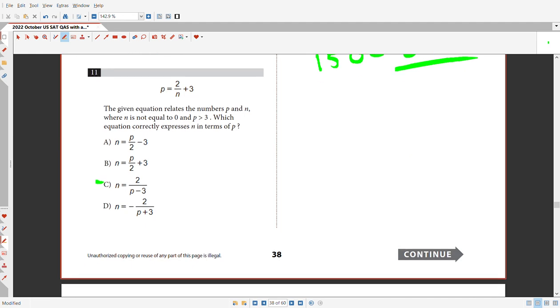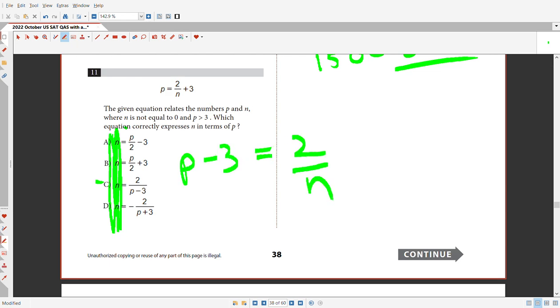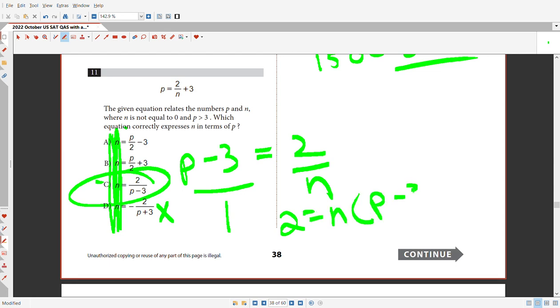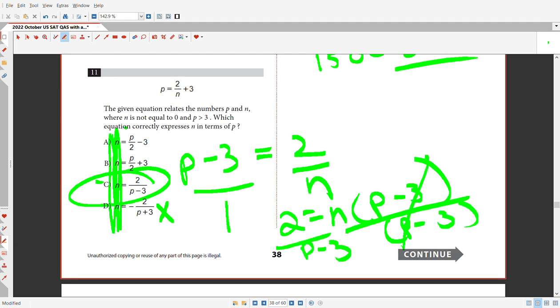Number 11. I'm not even going to read the question. It looks like I have to isolate the n. So I'm going to do P minus 3 equals 2 over n. And so this one's out. Actually, there's only one with the P minus 3, so I'm probably going to pick this. But if I want to continue, I'll probably put this over 1 and cross multiply. 2 equals n over P minus 3. So to get n alone, I have to divide by P minus 3. So it's 2 over P minus 3, choice C.